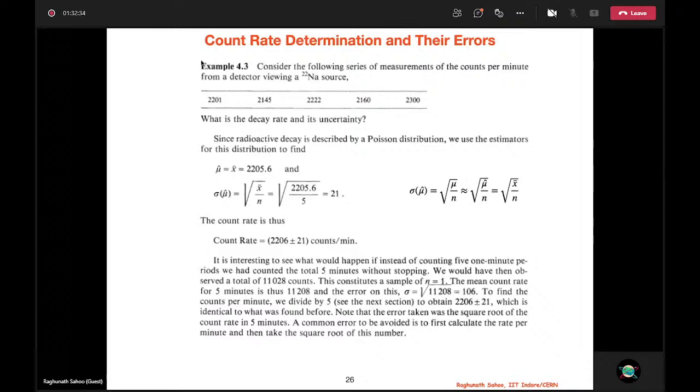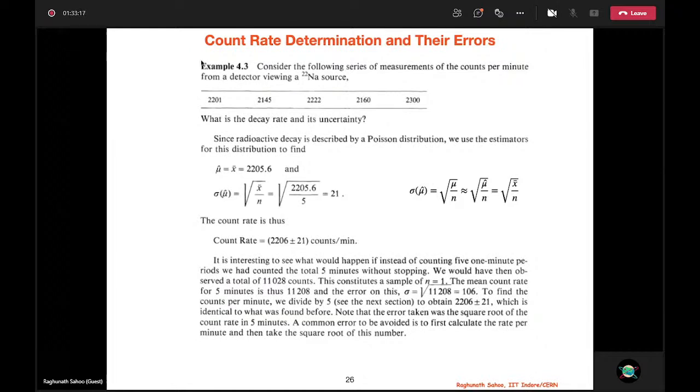When you calculate the error on the mean, you take the standard deviation divided by root n, and you will find that this is 21. I remind you of the formula for the error on the mean. Then the total count rate can be written as 2206 plus or minus 21 counts. You have to round it up, because below one count you cannot measure. If it comes out in decimals, you have to round it to make it a whole number. As you can understand, somebody has taken each minute's measurement, making 5 different slots.